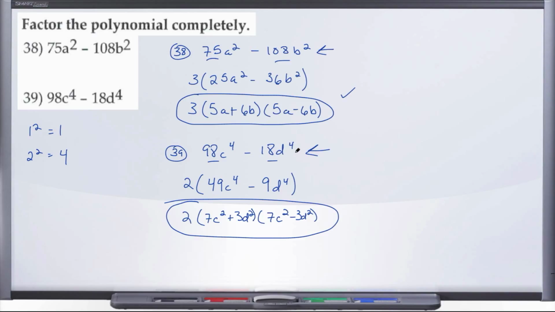And so again, you really have to make sure that you pull out a GCF, and only by pulling out a GCF did we reveal a hidden difference of perfect squares. All right, let's take a look at the next set of questions, 40 and 41.